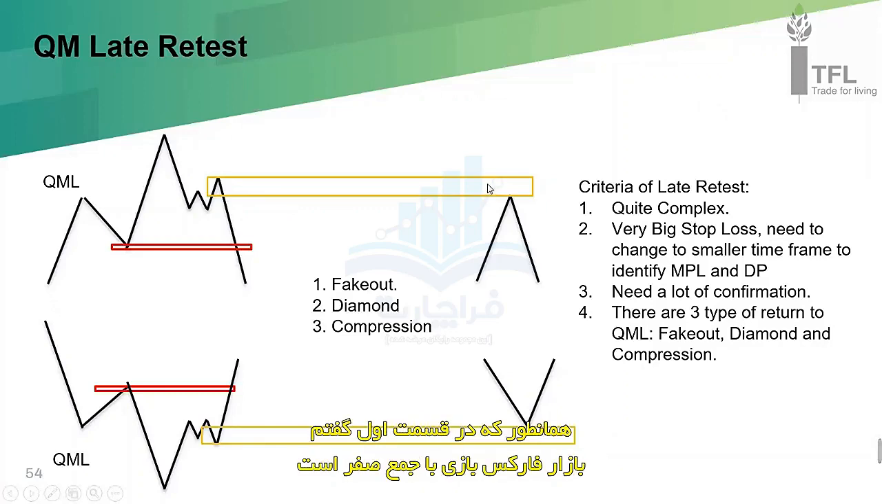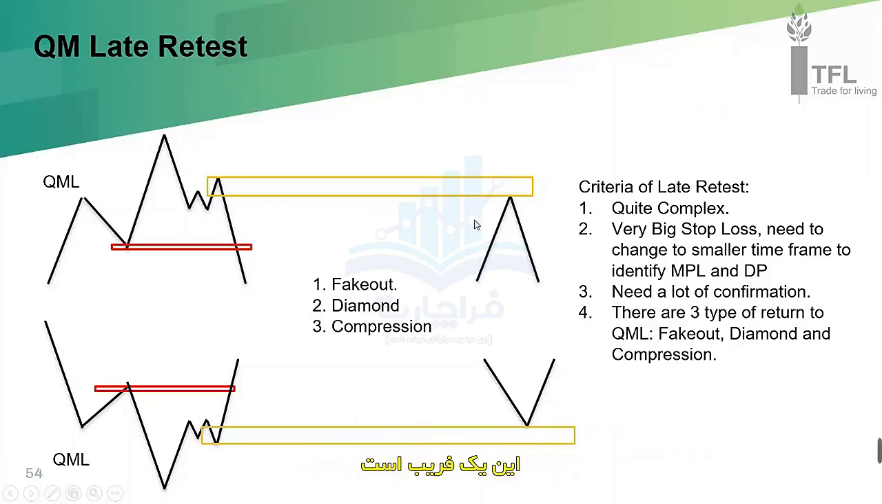Because I explained in the first chapter, forex trading is a zero sum game. They need to sell. They need to have people buying. So this is a trap. So the fourth criteria over here is that there are three types of return, right? As we explained, it's a fake out, diamond, and compression, right? Later on, I'm going to show you the chart. Then you have a brief introduction about QM.